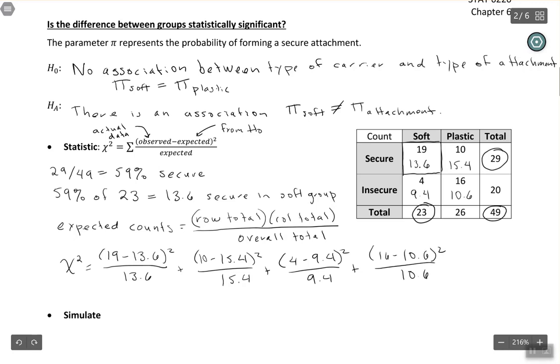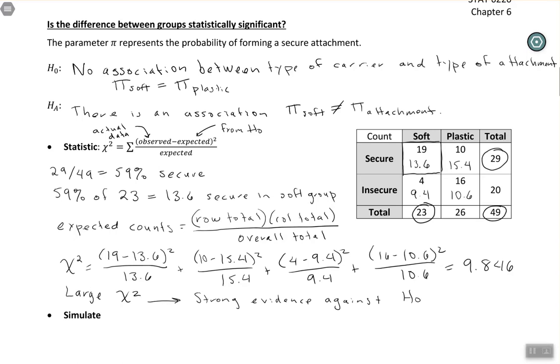And when I do that, I end up with a chi-squared statistic of 9.846. So let's think about what it would mean to have a chi-square statistic that was large, right? If you have a large chi-square, that means you have a big difference between your observed and your expected counts. In other words, your actual data is really different from what the null hypothesis told you to expect, right? So if you have a large chi-square, that means that you have strong evidence against your null hypothesis.